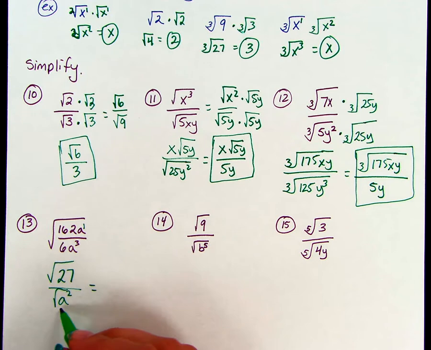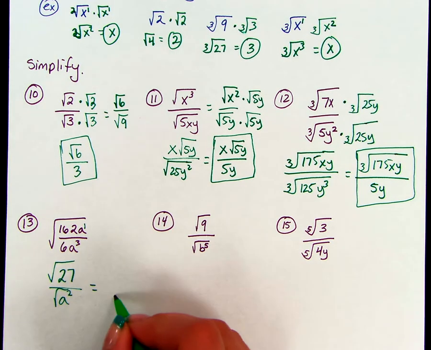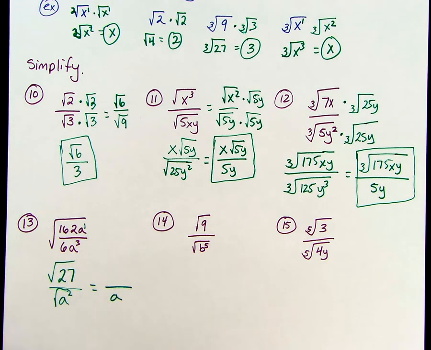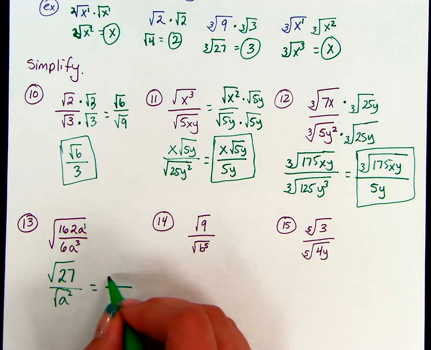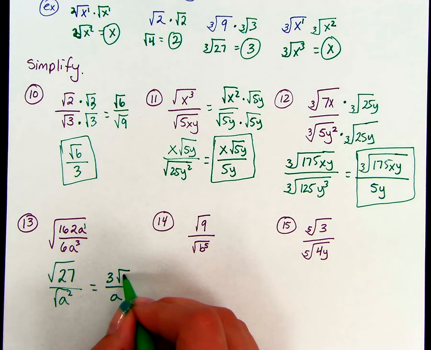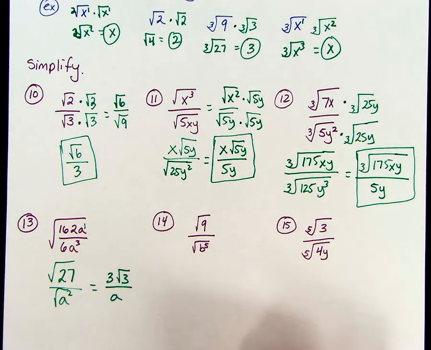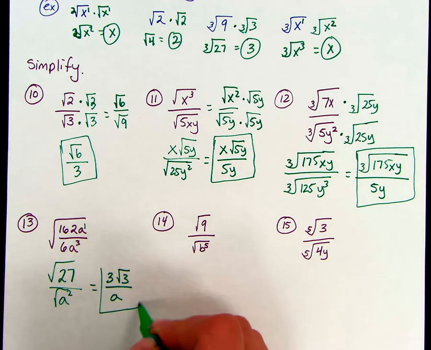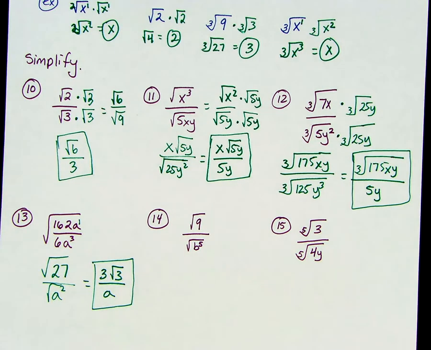So our a squared, square root of a squared, can be simplified to a. And then we can split 27 as 9 and 3. So then the square root of 27 will reduce to 3 square root of 3. And we don't have a radical in the denominator for this problem, so this is going to be our final simplified answer.